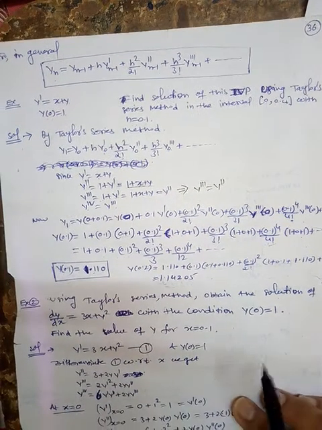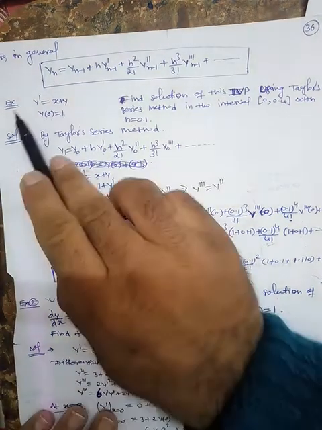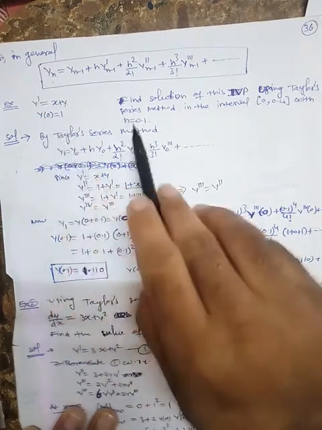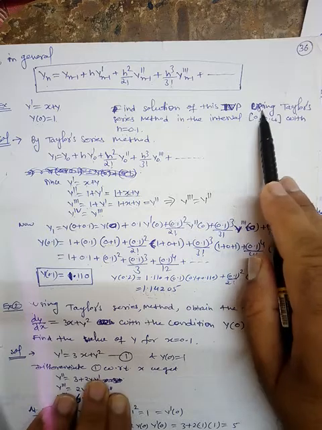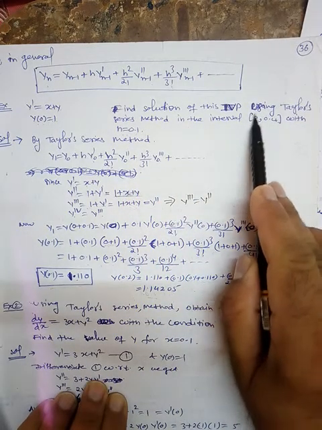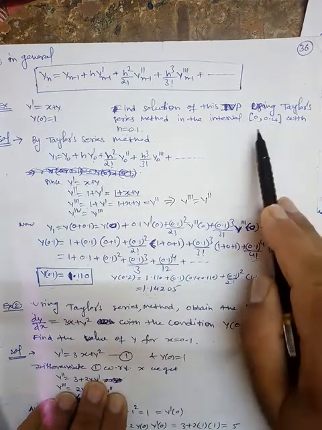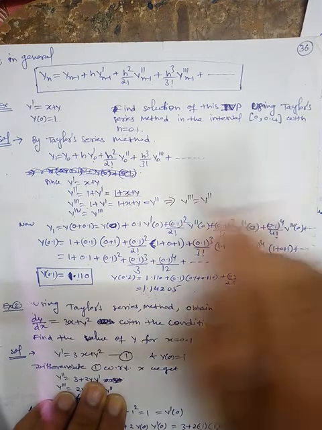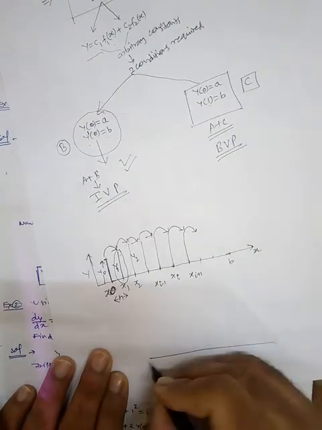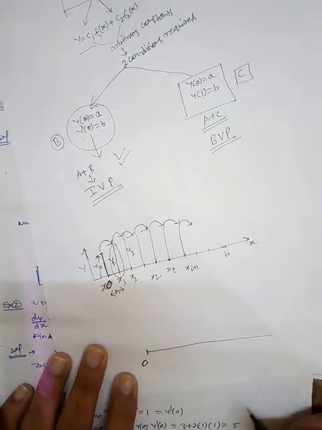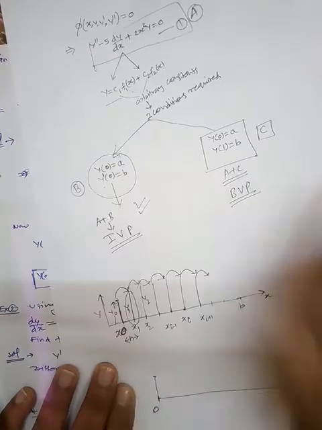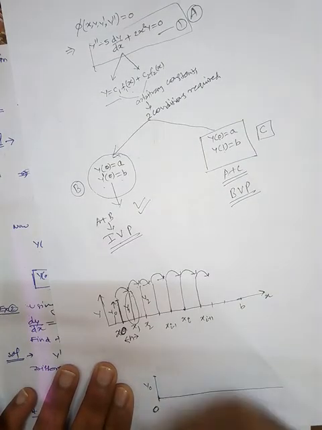Okay, so let's see an example. y dash is equal to x plus y and the condition is y at 0 is 1. So find the solution of this initial value problem using the Taylor series method in the interval 0 to 0.4. Okay, the value at 0 is already given to you. So the aim is to find the values in the interval with h equal to 0.1. So if you see here, the value is given to you at 0, and the value is 1. This value is 1. y naught is given to you.